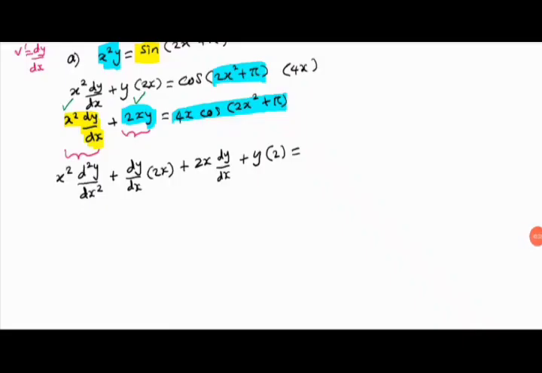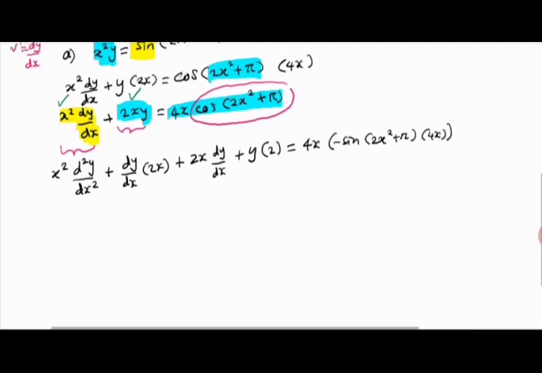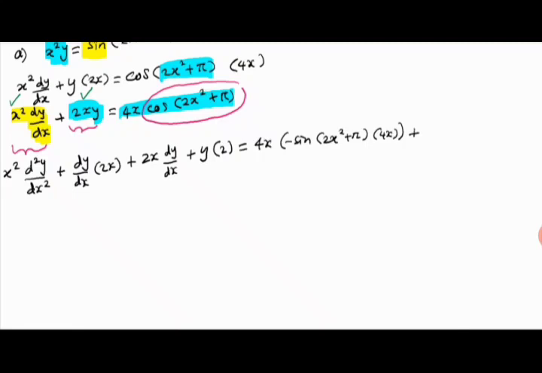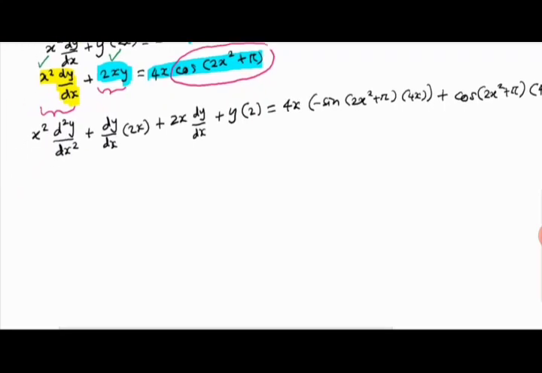Okay, so our u is 4x. And then we have to differentiate our v. Okay, this is our v. So differentiate cos, we are going to get negative sine. And then don't forget the angle, which is 2x square plus pi. And then you have to differentiate the angle, so we get 4x. Okay, so u v prime plus v u prime. Our v is cos 2x square plus pi, and then u prime is 4. And then I'm going to rearrange.